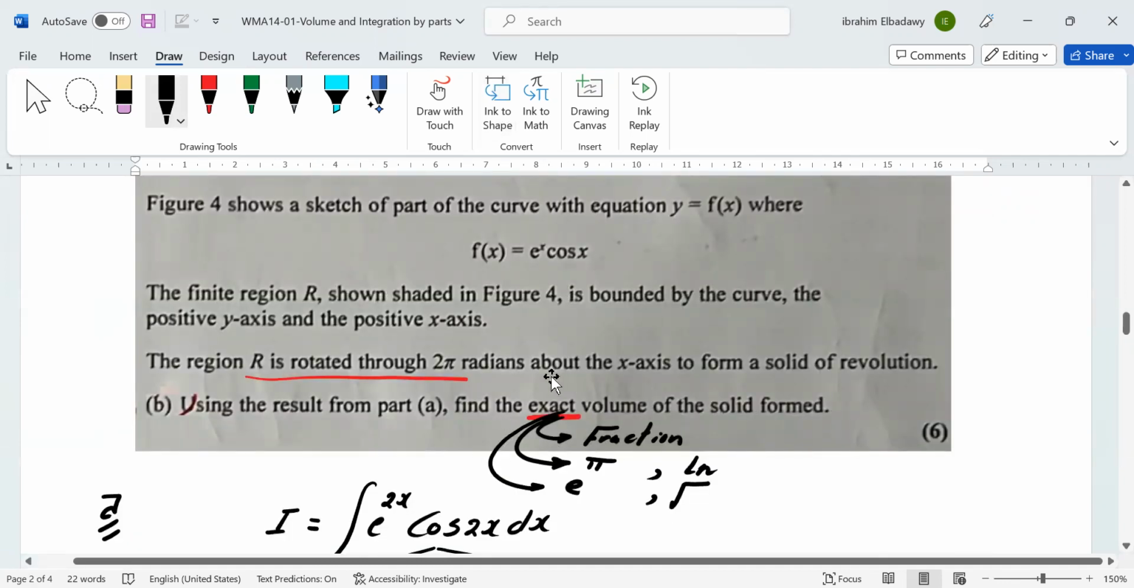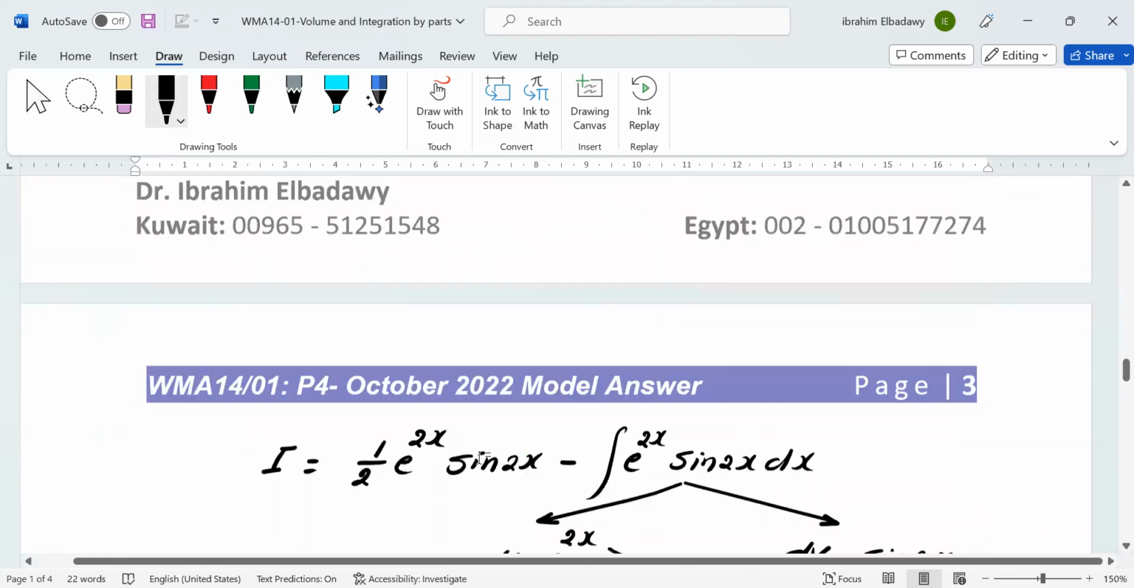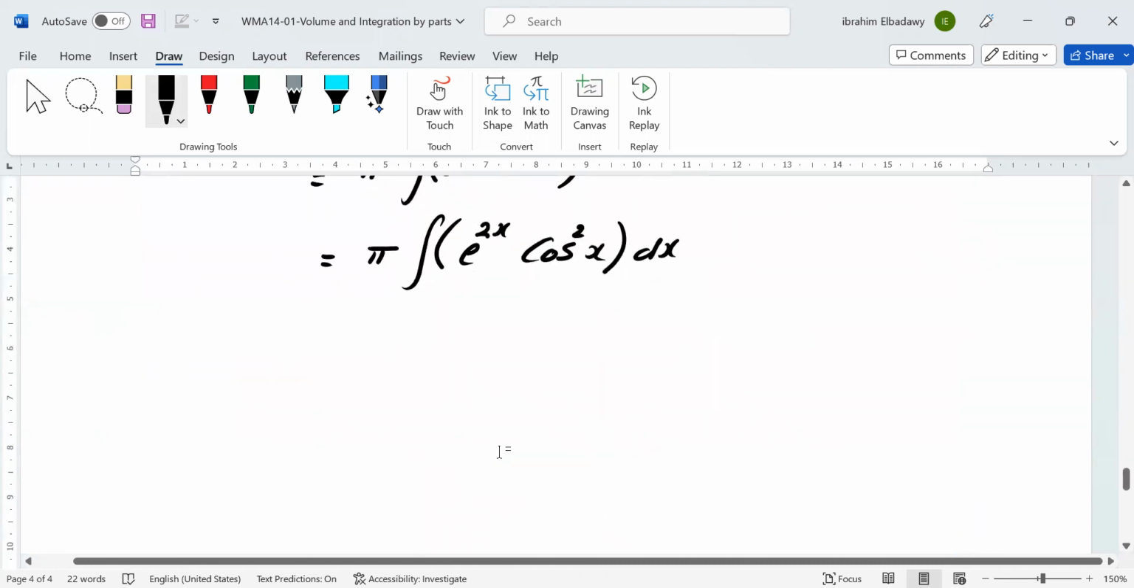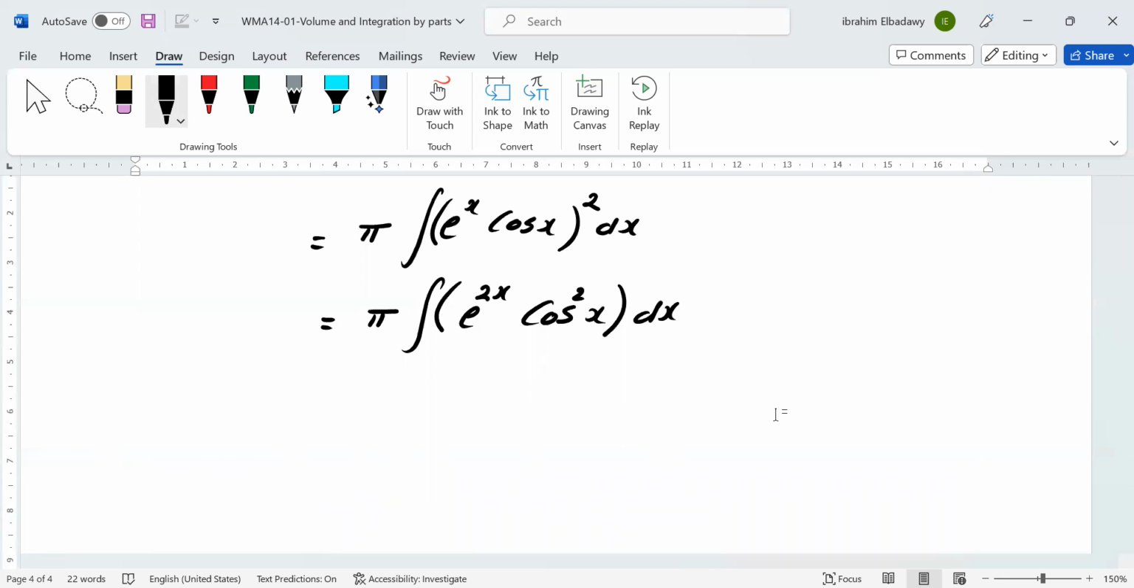If you compare what you get to write the volume with part A, you can find that the integration is e power 2x cosine 2x. You have e power 2x here, which you already have in the top one. But here you have cosine squared, while in the top he had cosine 2x, not cosine squared. So you have to think how you can convert cosine squared x into cosine 2x.